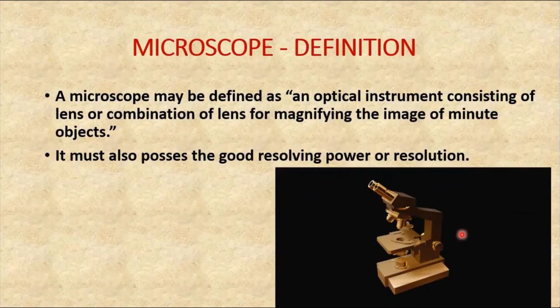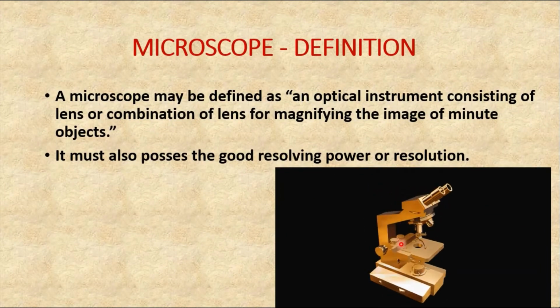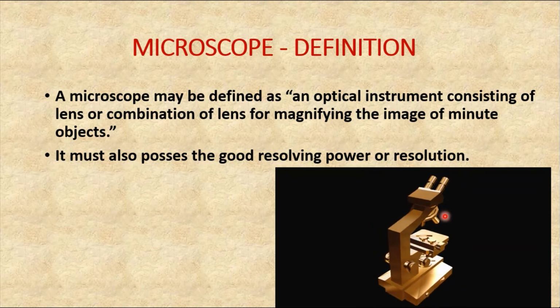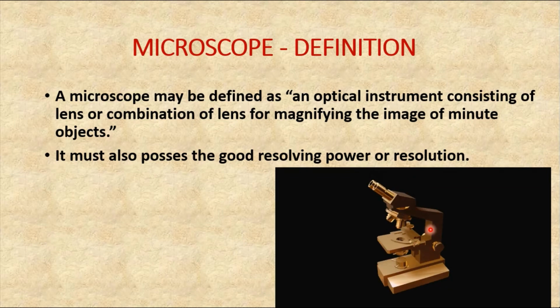Then moving to the actual definition of a microscope. A microscope can be defined as an optical instrument consisting of a lens or a combination of lenses for magnifying the image of minute objects. Not only that, it also should have a good resolving power or resolution. We will discuss resolution and magnification in the consecutive video under the topic called principle of microscope. Just remember, a microscope is considered an optical instrument.